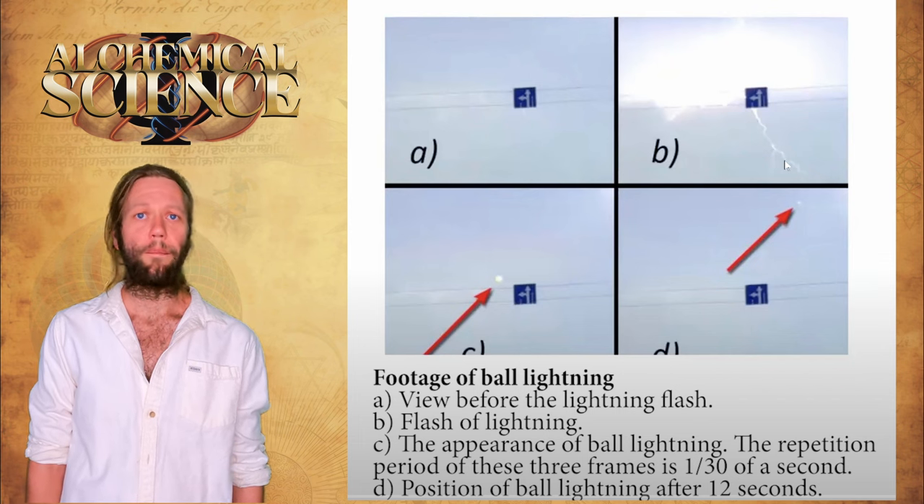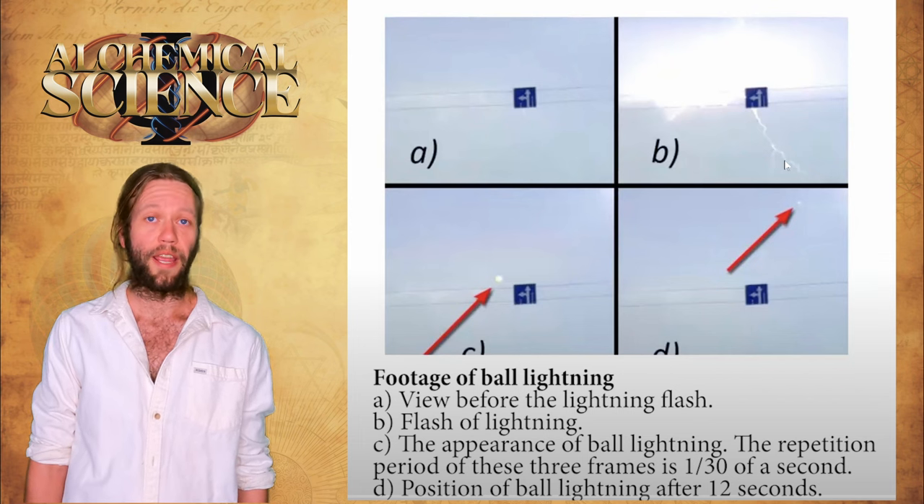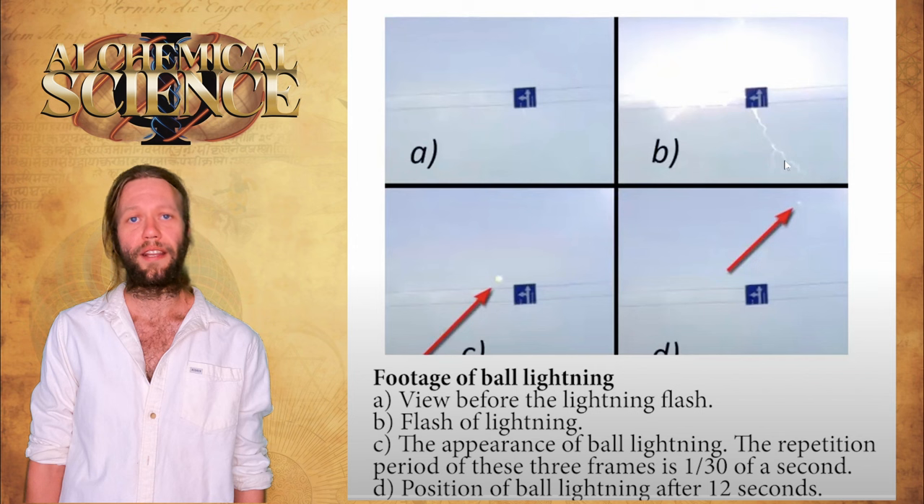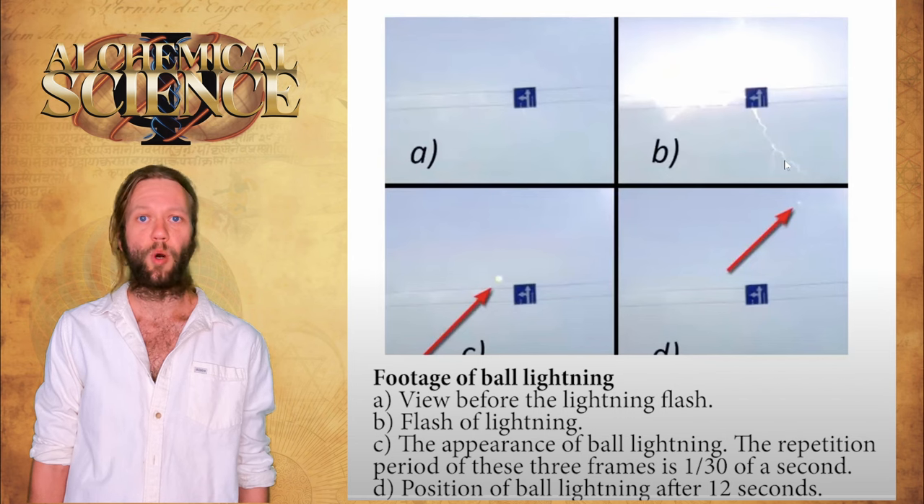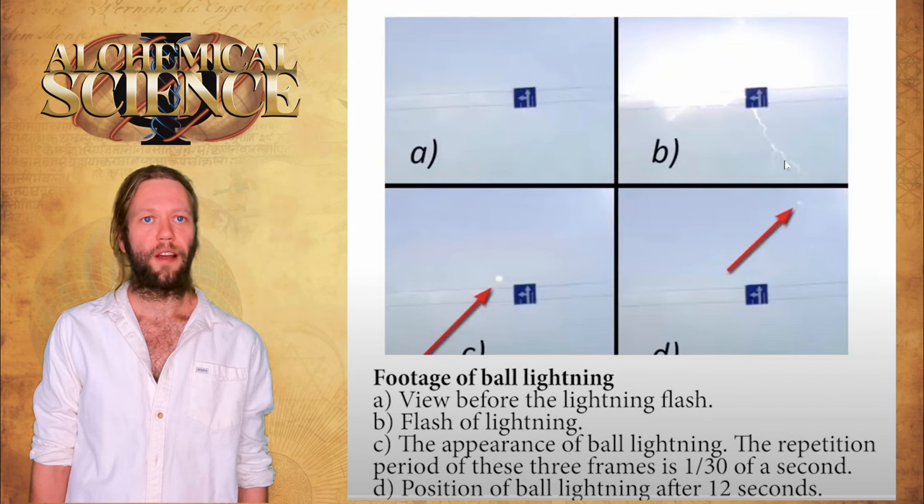Anatoly comments here that ball lightning can be formed without any visible material, or from air, water, or fields of some kind. And he also says that it's significant to note here how quickly the ball lightning is formed. This footage shows that it took less than 1/30th of a second, which means that they're formed almost instantaneously. Ball lightning can also be formed in other ways, according to dozens of observations.